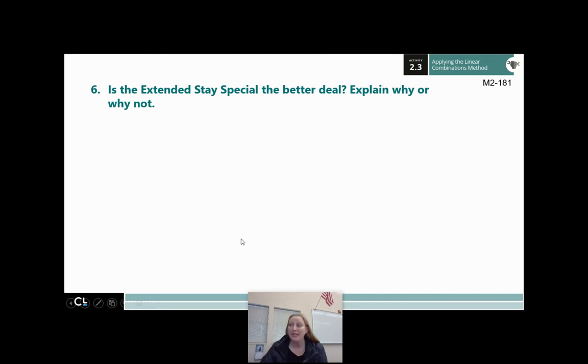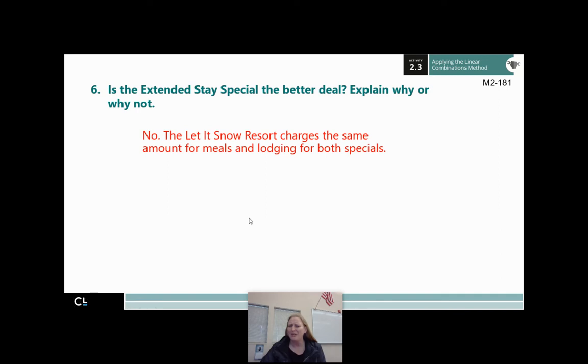So I don't know about you guys, but it doesn't matter if you're doing the getaway special or the extended stay special, if you're still paying $105 per night and $15 per meal, then the extended stay special really isn't a better deal, right? It's the same deal that you're getting with the getaway special, just paying more because you're staying longer. So no, the Let It Snow Resort charges the same amount for meals and lodging for both specials. Maybe it's better than if you don't do either special. I don't know what their regular rates are. You'd have to ask them.